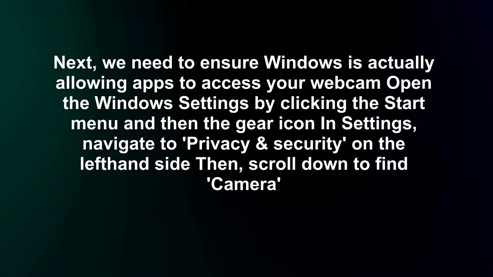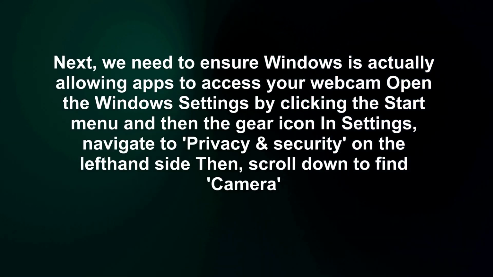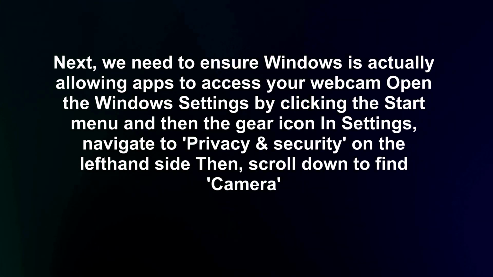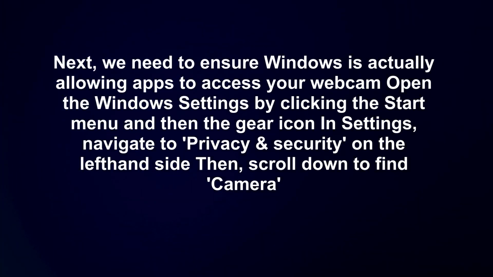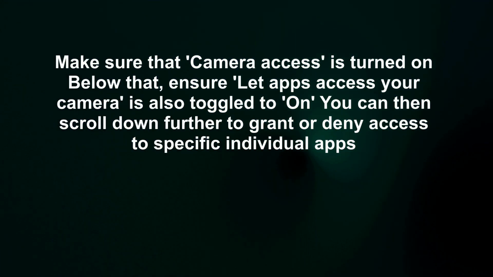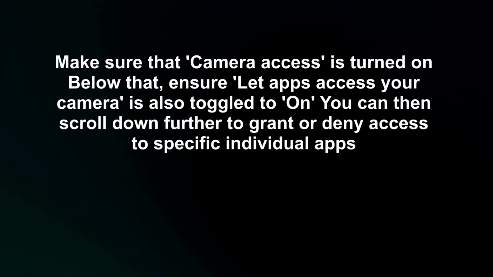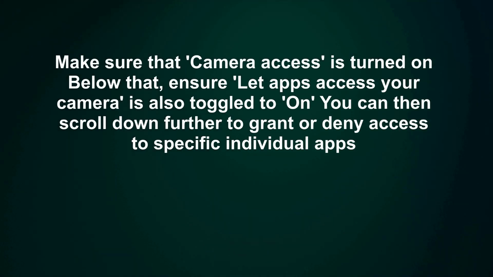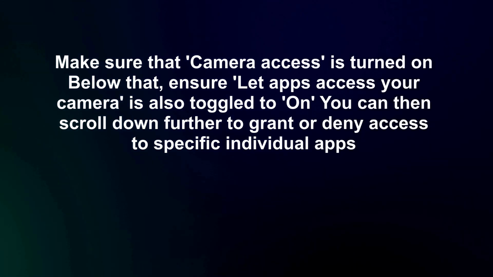Next, we need to ensure Windows is actually allowing apps to access your webcam. Open the Windows settings by clicking the Start menu and then the gear icon for Settings. Navigate to Privacy and Security on the left-hand side, then scroll down to find Camera. Make sure that camera access is turned on. Below that, ensure Let Apps Access Your Camera is also toggled to On. You can then scroll down further to grant or deny access to specific individual apps.